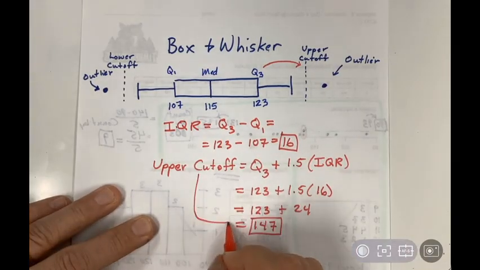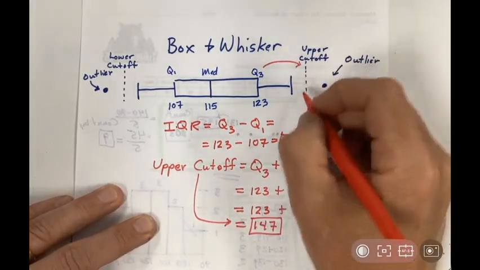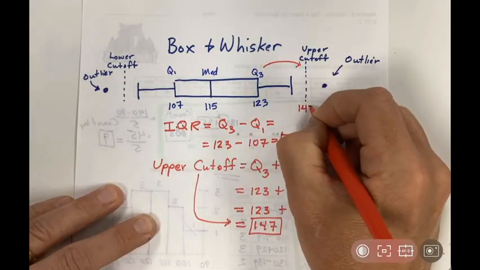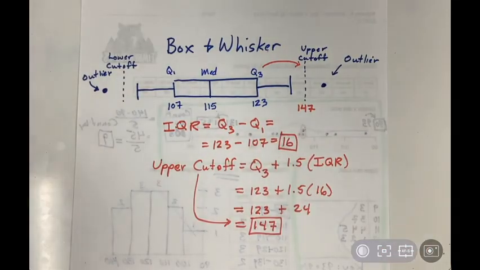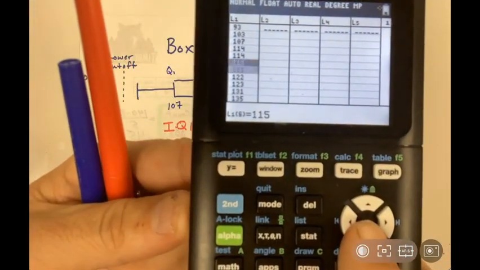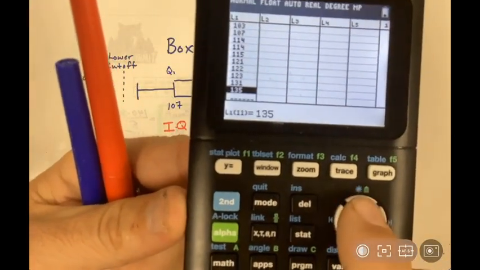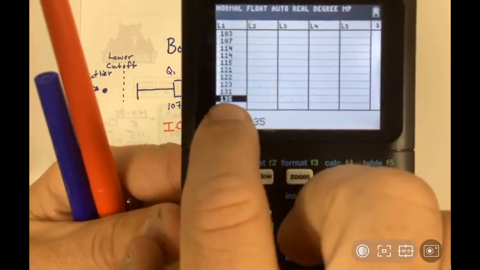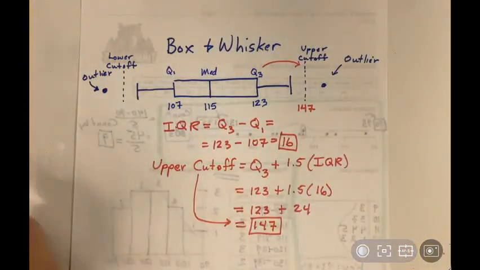So that's the upper cutoff, okay? Upper cutoff is 147. That means at 147, if I have any data values that are bigger than 147, we would call them an outlier. So if I go back to my scores on my calculator, under the stat edit window, do I have any scores larger than 147? And the answer is no. So that 135 you see here is not an outlier.